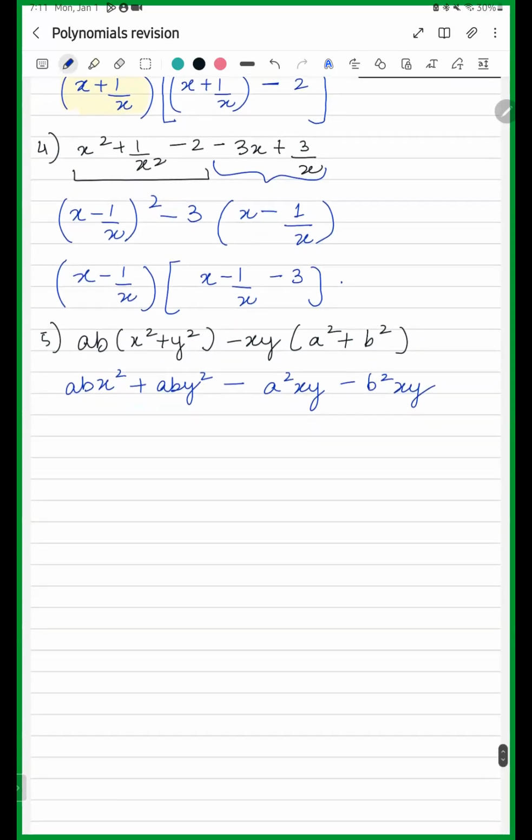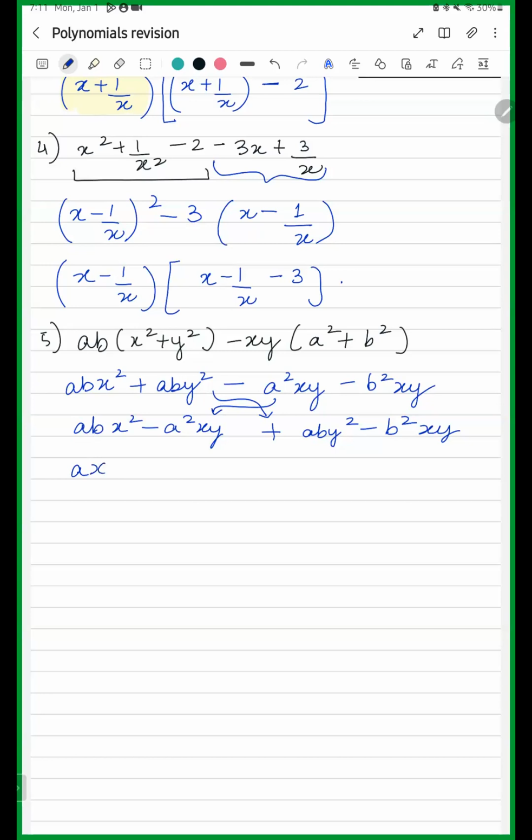Now, let's try to rearrange the terms. ABX square minus A square XY plus ABY square minus B square XY. Okay. So what we have done here is we have just rearranged the terms. So now from here, you can take A and X as common.